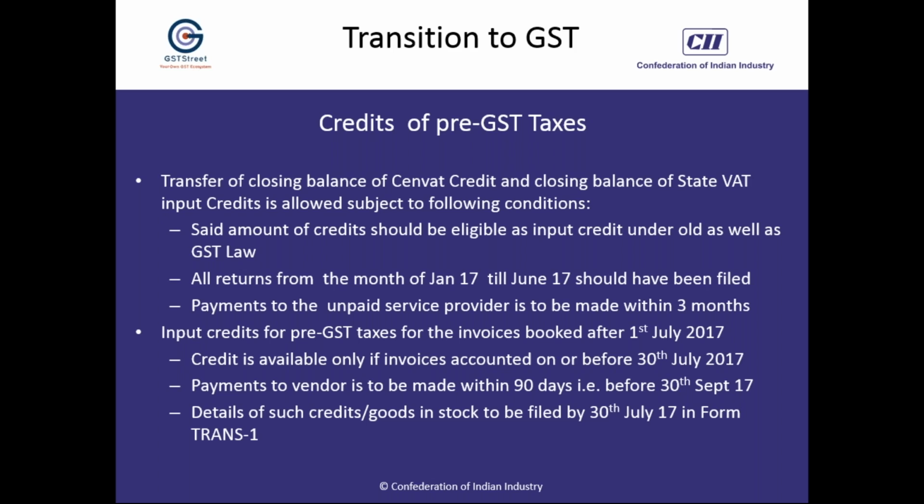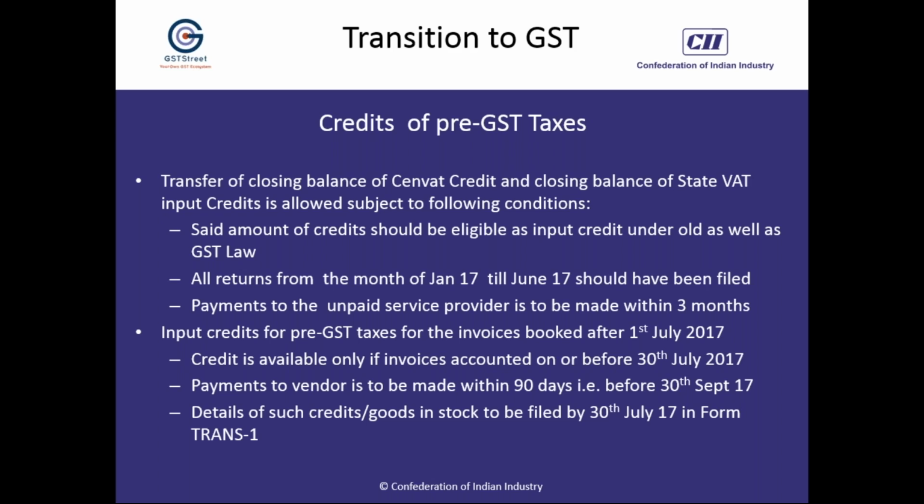The payment, as I already told you, needs to be made to the vendor by 30th of September. The details of such credits or goods in stock, because in case of goods, the goods may be lying in your stock, need to be filed in TRAN-1. So it's not July actually as such. It is by 30th of September 2017. There is a correction required. So within 90 days you have to take a transitional credit.